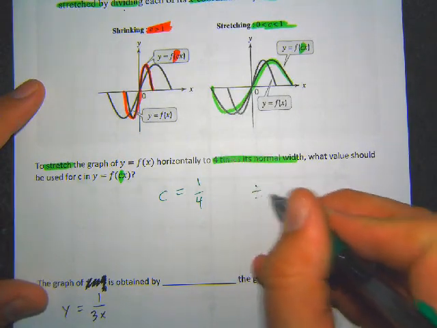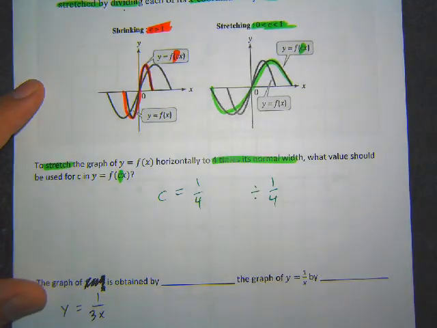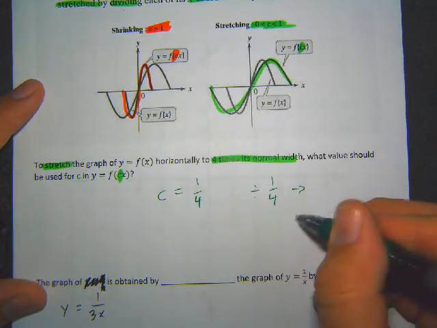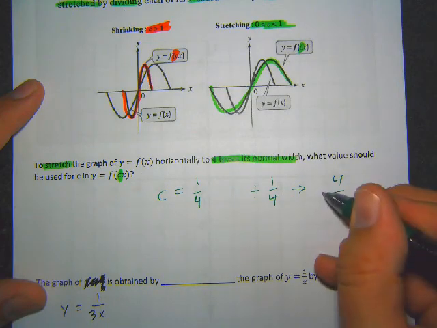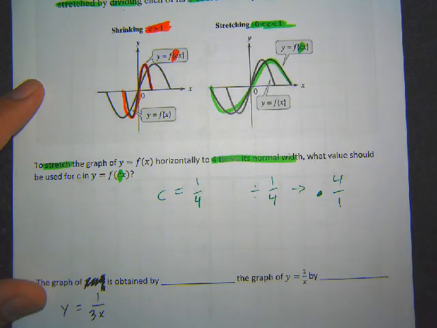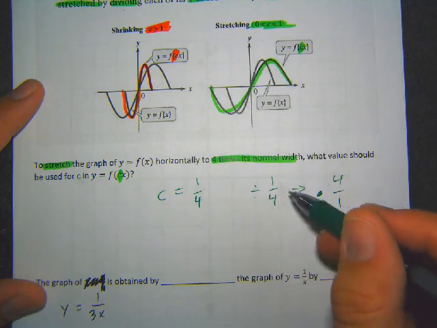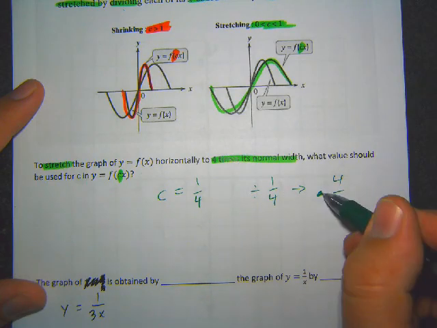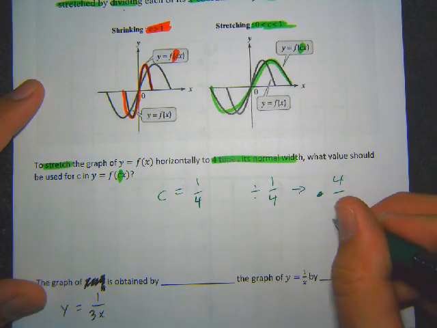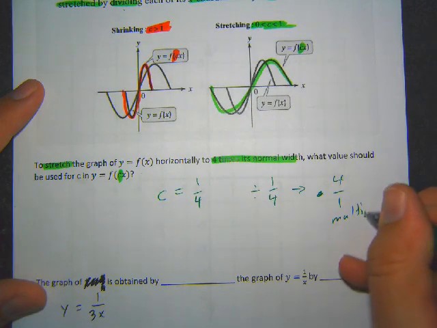If you divide by a fraction, remember how we divide by fractions? We divide by fractions by flipping them over and multiplying. We multiply instead of divide. And so dividing by 1/4, when you flip it over, turns into multiplying by 4. This is multiply by 4.